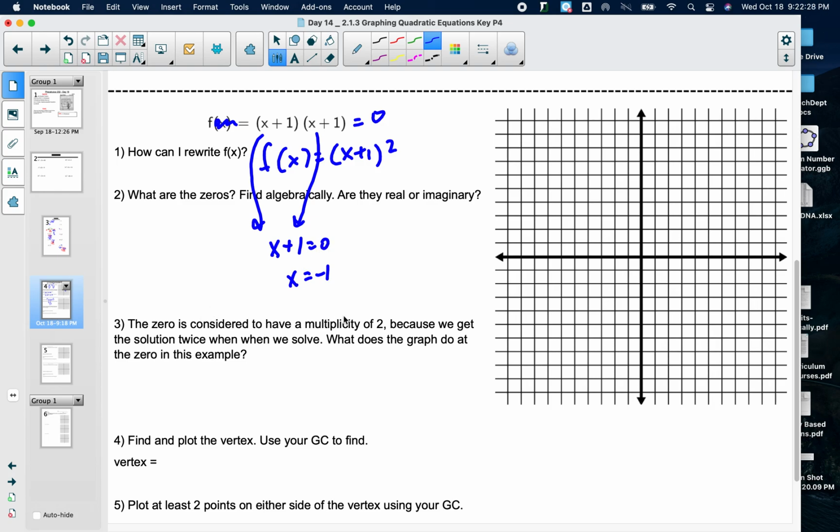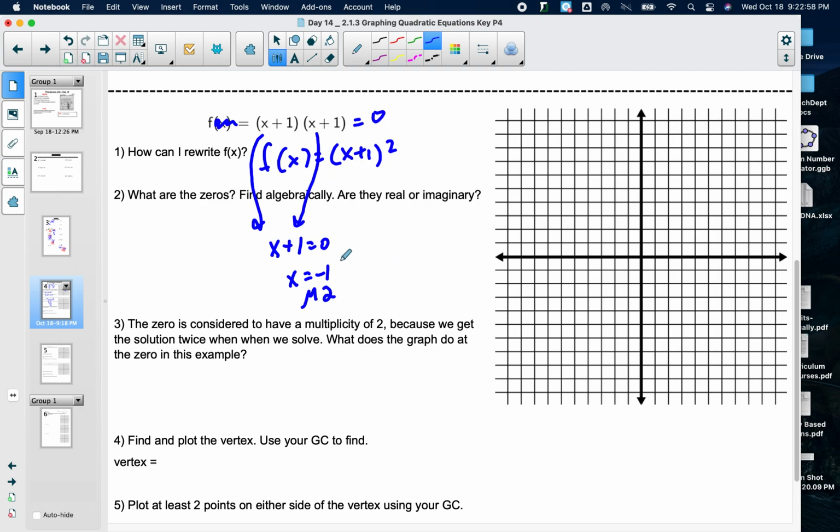Okay, so that's describing the multiplicity. A zero is considered to have a multiplicity of 2, because we get the solution twice when we solve. What does the graph do at the zero in this example? We'll talk about that in a couple seconds. Because I get this solution twice, I have two factors there, so I can say this has a multiplicity of 2. Most of the time you're going to see it like this: I have x plus 1 squared. That means that I have 2 of those factors together, so it's a multiplicity of 2.